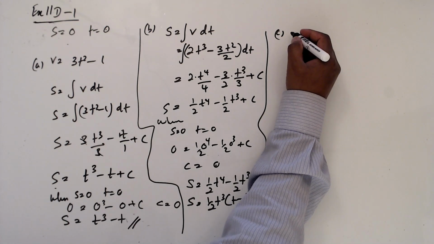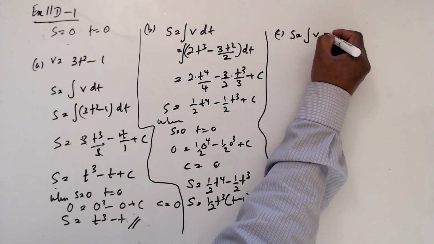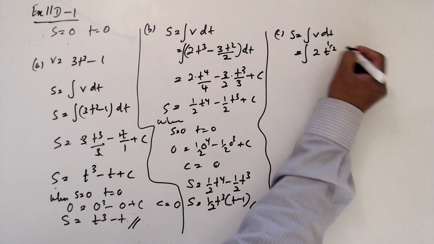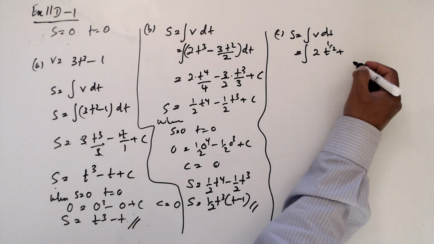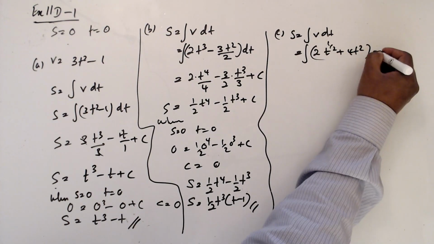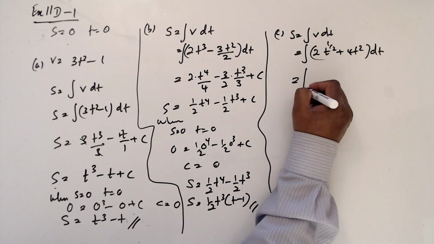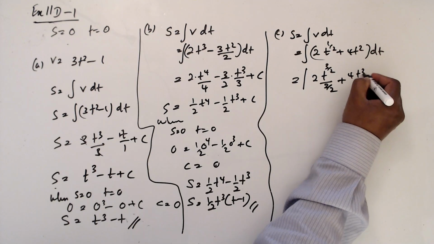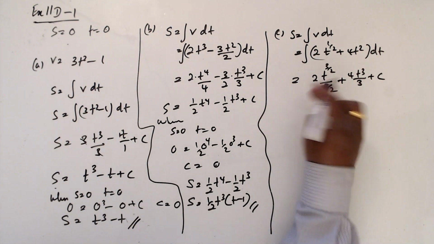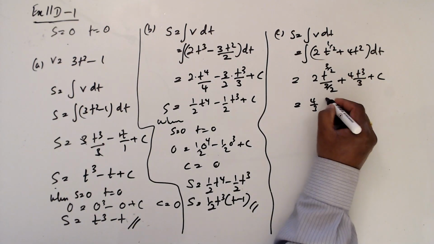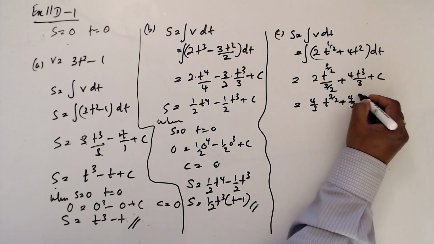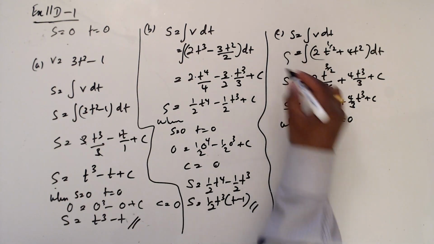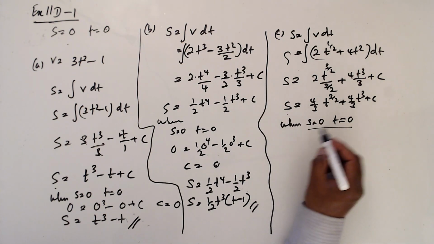Part C is, again, we need to find the displacement. We need to integrate the velocity. V is given as 2 times square root of t, that is t to the power half, plus 4t squared, dt. So this is going to be 2t to the 3 over 2 divided by 3 over 2, plus 4t cubed over 3, plus C. Now this is 4 over 3 t to the 3 over 2 plus 4 over 3 t cubed plus C.